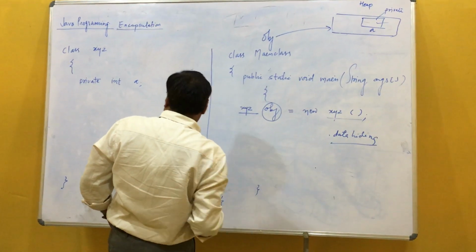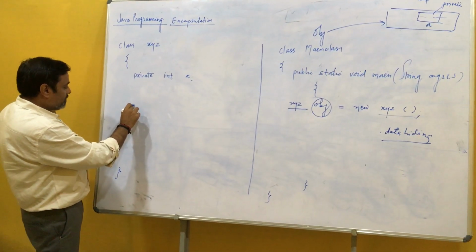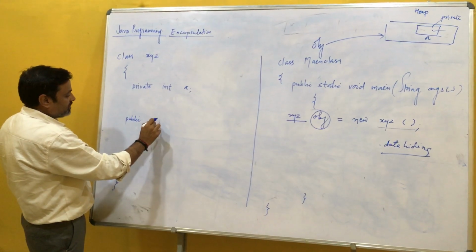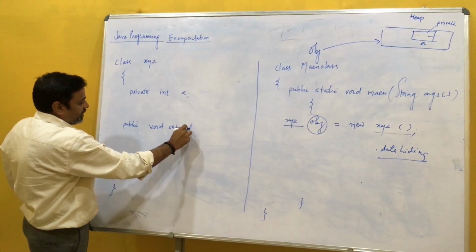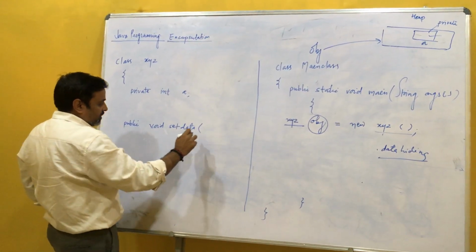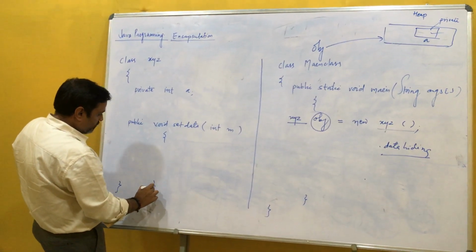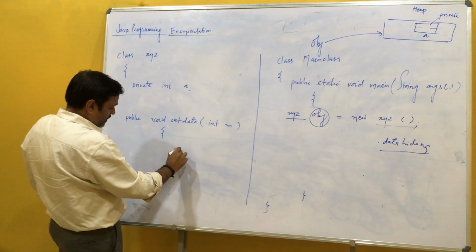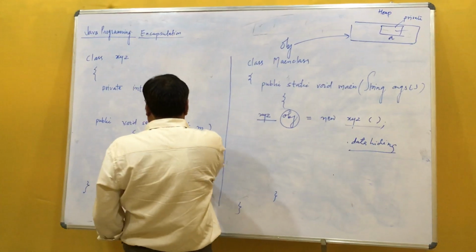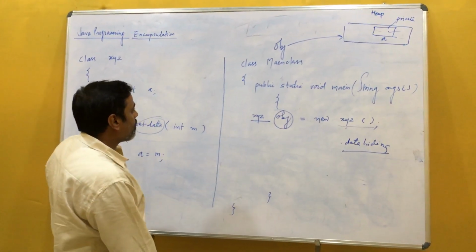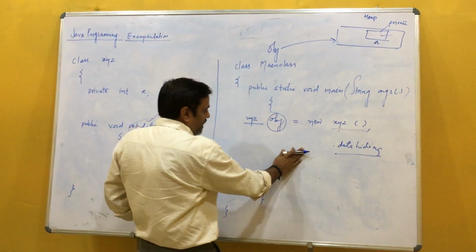So what I will do is create a method inside the public segment of this class. Let's say I'm creating a method, public void setData, and this setData will expect some integer value, let's say m. Here I am doing a is equal to m. Since this got created in the public segment of the class, I can access setData from outside the class.